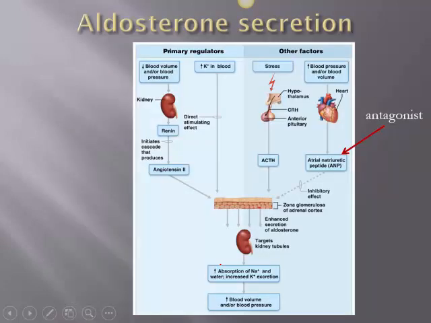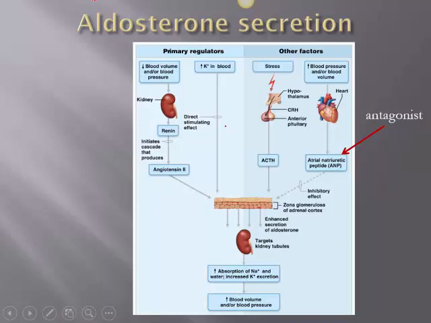So let's look at aldosterone secretion. Here are the primary regulators. If there's decreased blood volume or blood pressure, that is sensed by the kidney, which produces renin. That produces angiotensinogen, which gets converted to angiotensin 1, and then finally to angiotensin 2. This angiotensin 2 goes to the zona glomerulosa, where it produces aldosterone, which targets the kidney tubules. Increased sodium absorption, with water retained and potassium removed, so your blood volume and blood pressure are raised.